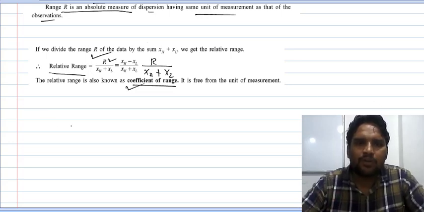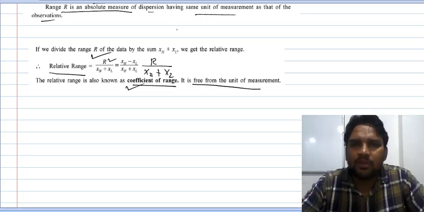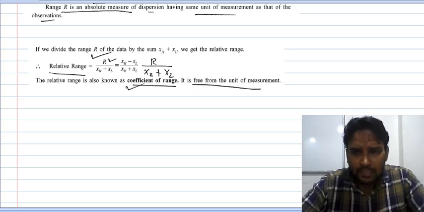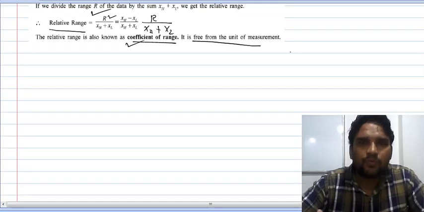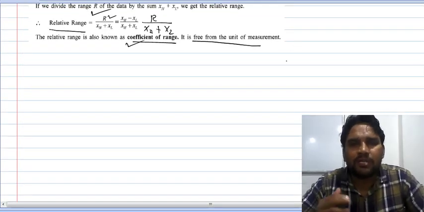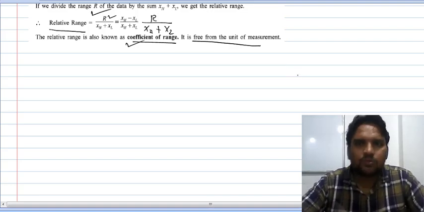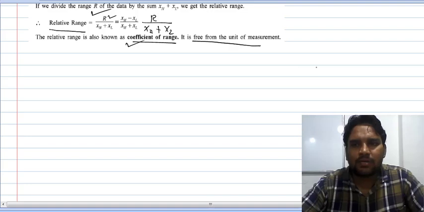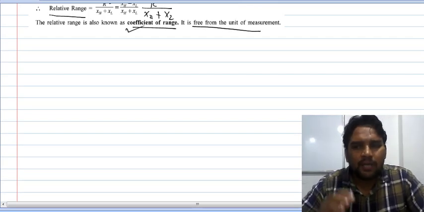Now the coefficient of range is free from unit of measurement. Very important. It is free from unit. In absolute measure, range is measured in units, but the coefficient is always measured in ratio. It is free from unit. It is measured in ratio. Clear now? So this is the theoretical part of the range. Now let us understand the practical question so that you can understand in a better way.